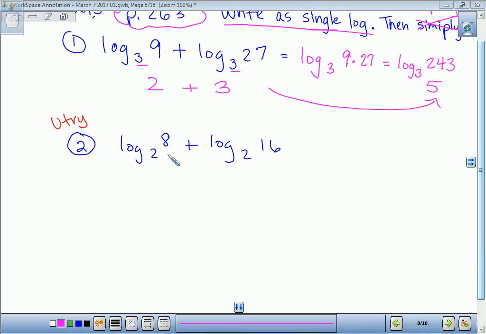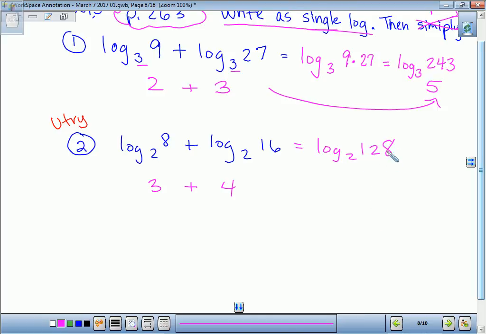Okay, if we know it works that way, we know we're going to get 3 plus 4 or 7, right? Right. So we know what the answer is going to be. Let's just prove that it works. So what does addition become? Multiplication. And so that's 8 times 16, which is 128.